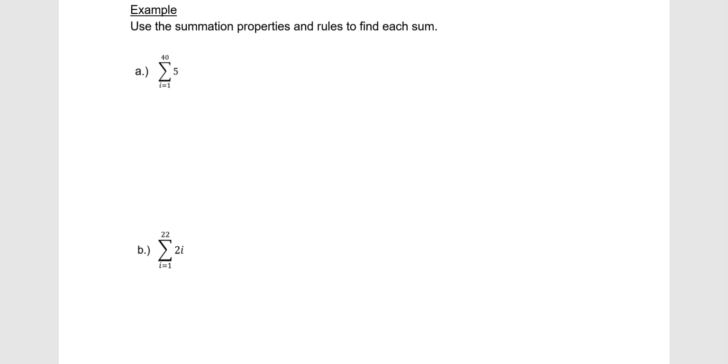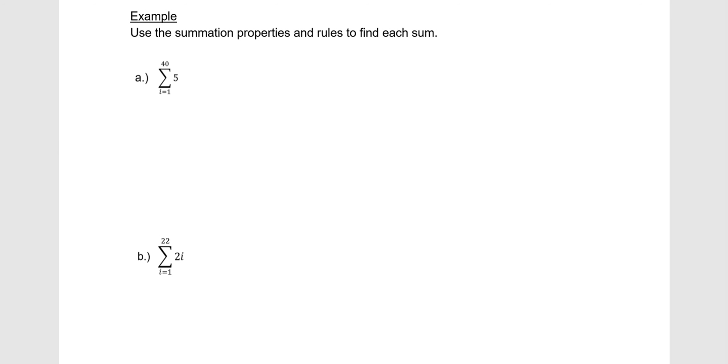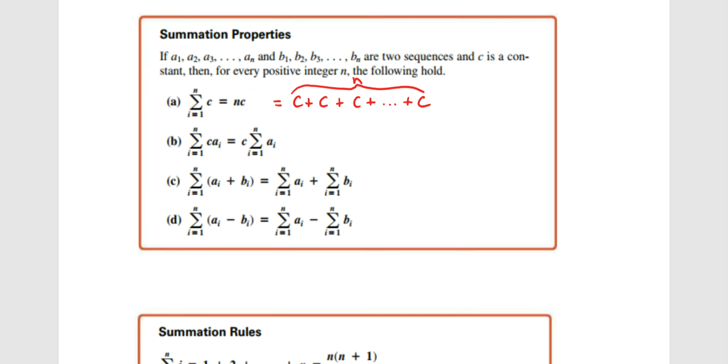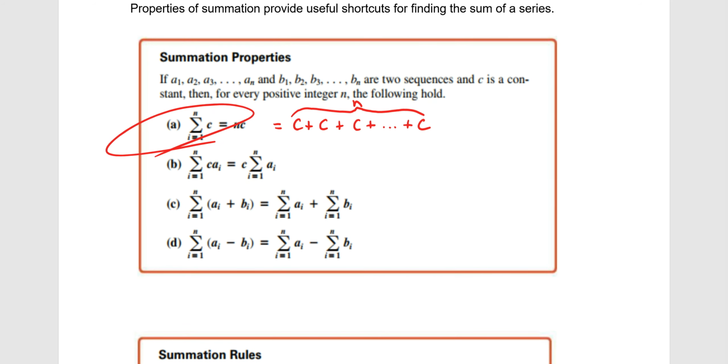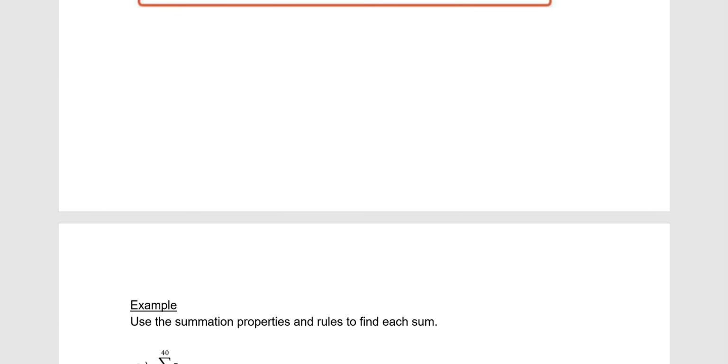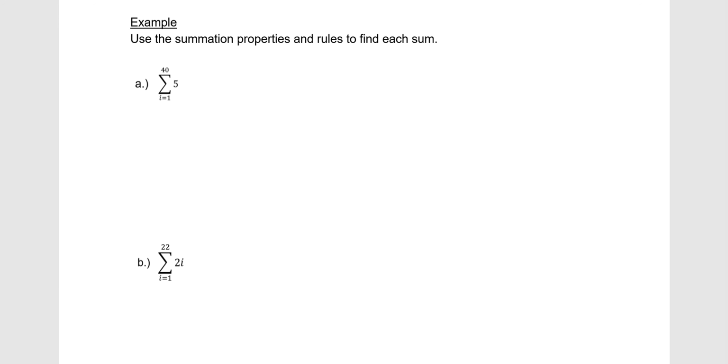So let's use the summation properties and rules to find each sum. The first one, we have the sum from i equals 1 to 40 of just 5. So this rule is going to be the first one that we mentioned on the previous page. If you have the summation of a constant, you just have to multiply the n value by that constant. Because this does not depend on i, there's nowhere to plug it in.